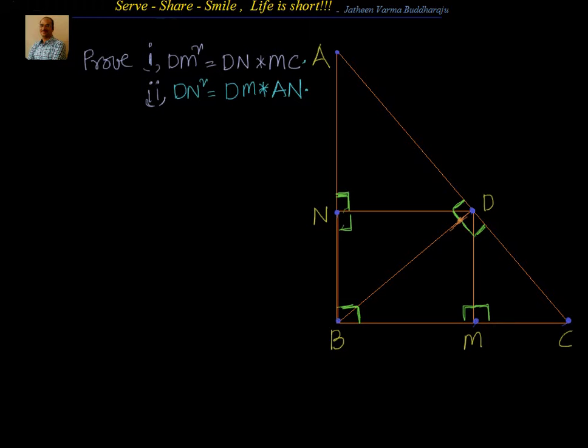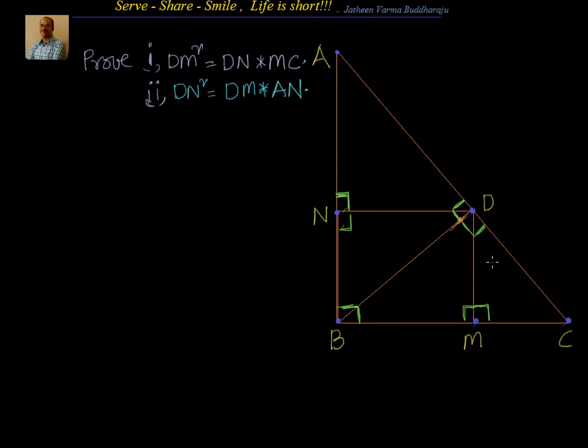In this session, let's try to solve one more interesting example related to similar triangles as part of right triangles and similar triangles. So, in the figure we can see a right triangle ABC, right angled at B, and we have a perpendicular drawn from B onto AC, that is BD, and we also have been given that DM is perpendicular to BC and DN is perpendicular to AB.